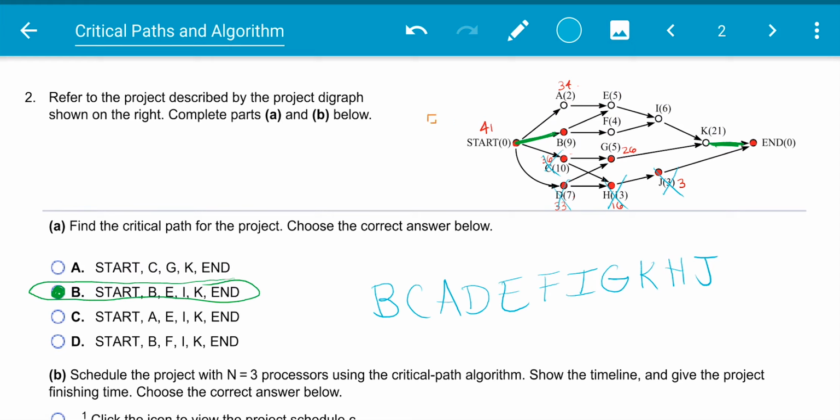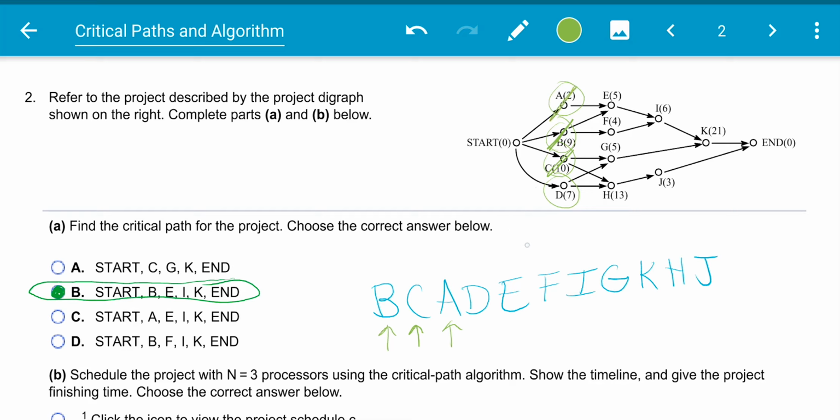So let's go ahead and erase everything that we have on here. And we're going to circle the ones that are eligible. So right now we have A, B, C, and D eligible. So we're going to start with B. So our first processor is going to get B. Our second processor is going to get C. All right, and then our third processor is going to get A.